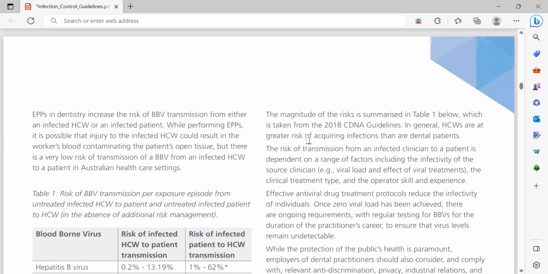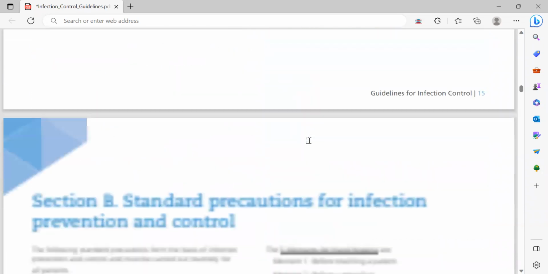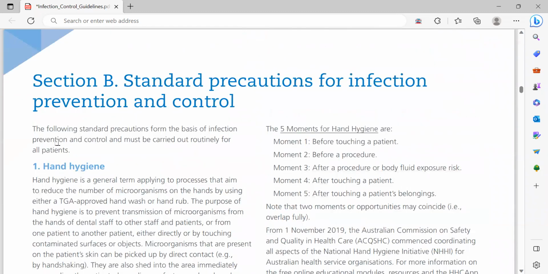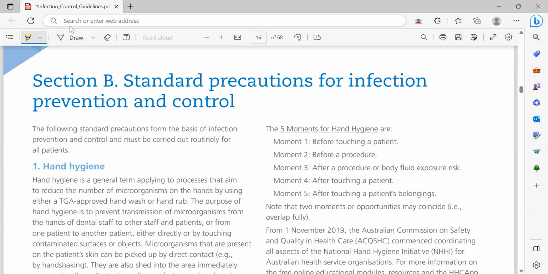All right, so these are some of the most important points from these pages, and I will try to cover as much as I can. We have covered those pages today, and next time we will cover section B.